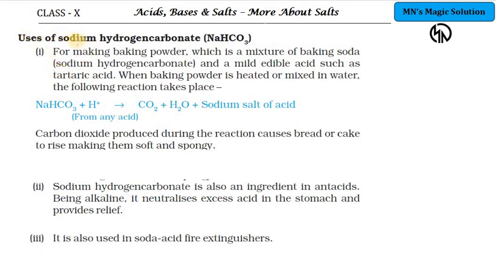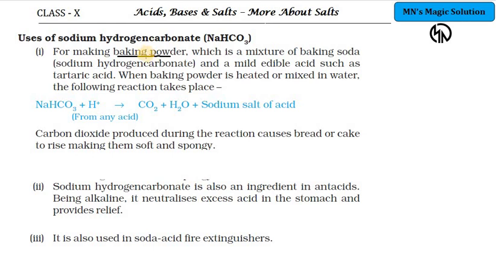Here are some uses of sodium hydrogen carbonate. For making baking powder: baking soda is sodium hydrogen carbonate. Baking powder is a mixture of baking soda and mild edible acids such as tartaric acid. Tartaric acid is found in tamarind. Right? So mild edible acid plus the baking soda, which is sodium hydrogen carbonate, gives you what?